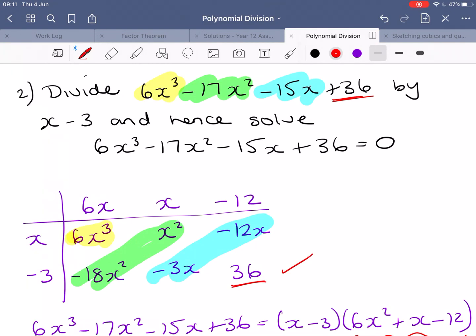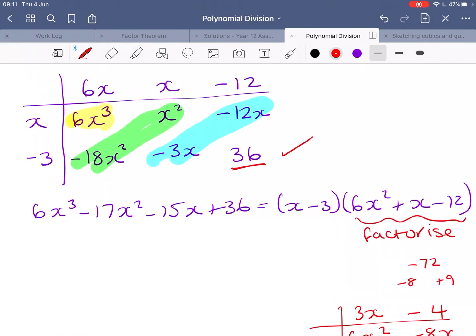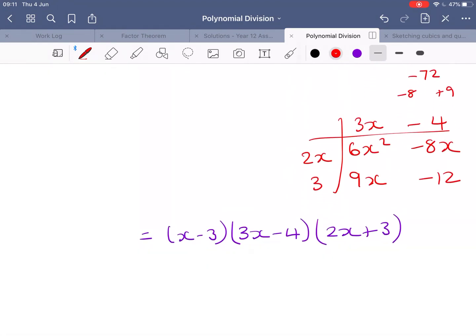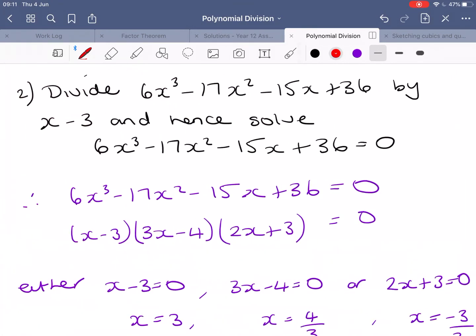We do our polynomial division and we end up with our polynomial equals x minus 3 times 6x squared plus x minus 12. I have to factorise that quadratic and I get x minus 3, 3x minus 4 and 2x plus 3. But then the second part does say solve, so I do have to write that those 3 brackets multiplied together equal 0.